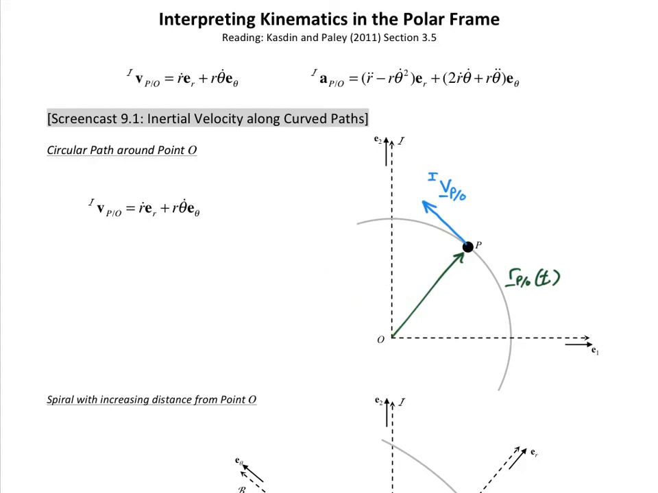So now let's add a polar frame to this particle. So here we see the polar frame B, which is defined by three basis vectors, e_r, e_theta, and then e_z, that are all perpendicular to each other. e_r is defined as in the direction from O to P. We have e_z, which is pointing out of the page, and then e_theta, which is the cross product of e_z and e_r.